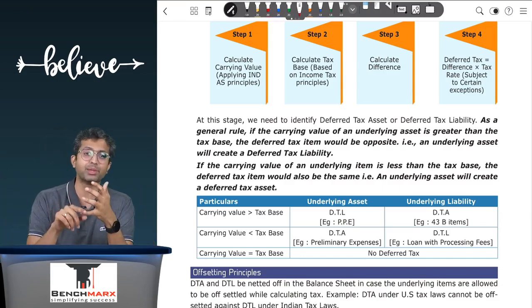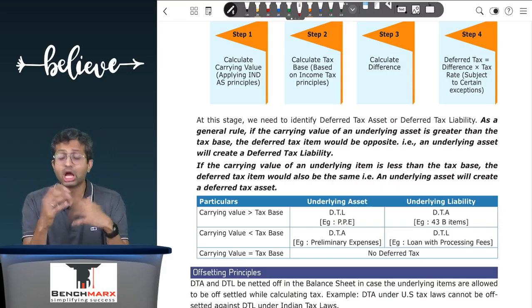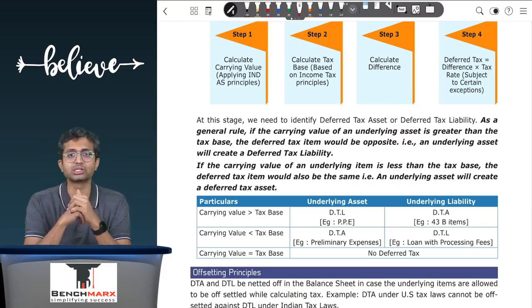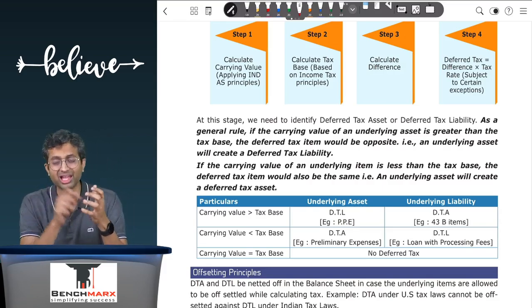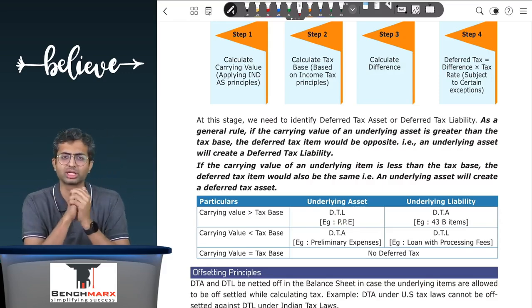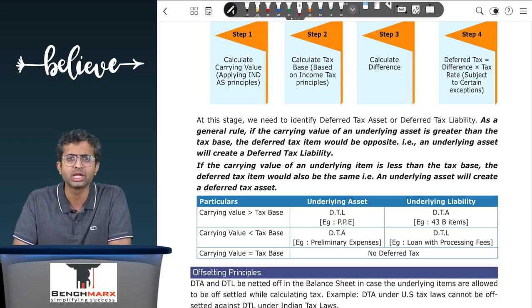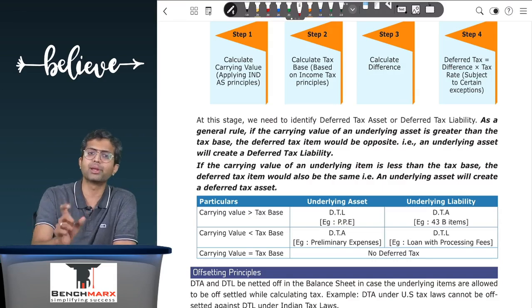So for example, in PPE you have to consider items like depreciation, impairment under Ind AS 36, or in case of an intangible you have to consider amortization, or in case of a financial instrument, if it is a financial liability, you deduct the transaction cost, then follow the effective interest method. You apply all Ind AS principles and then find the value as per Ind AS. Second, compare it as per the tax base.